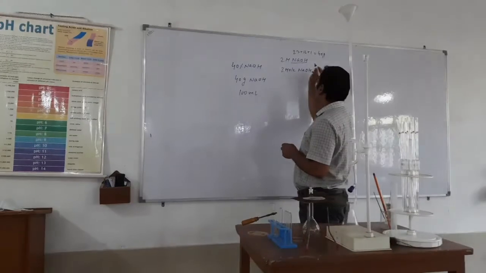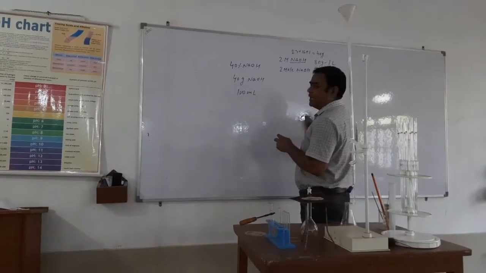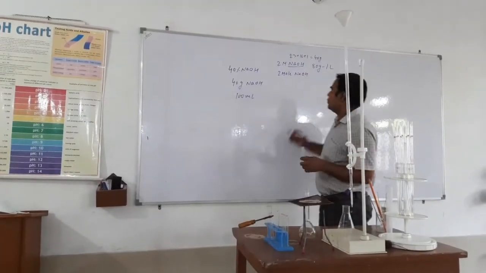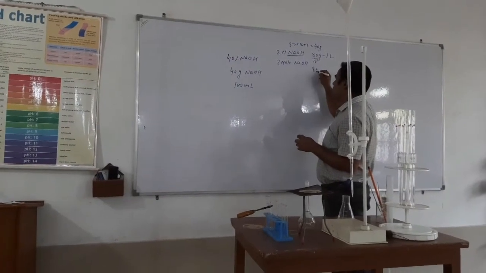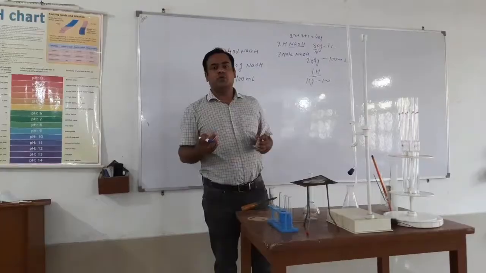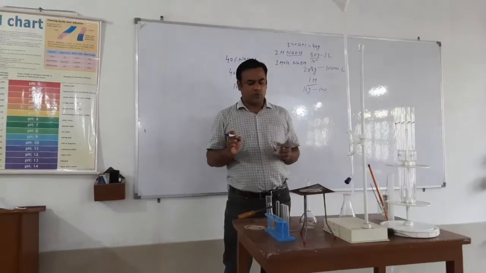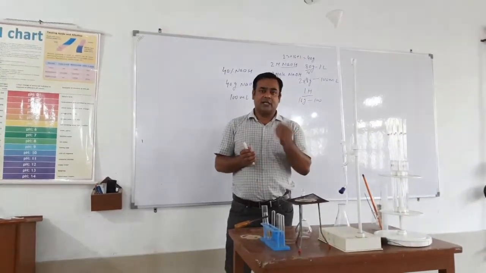So 2 mole means in total we need 80 gram in 1 liter. And if I give you the task to prepare 100 ml solution, in that case you will divide it by 10, that will be 8 gram. You will dissolve 8 gram sodium hydroxide in 100 ml, so you need to take a certain volume of water also. So how will you take water? You will take it with the help of a measuring cylinder.